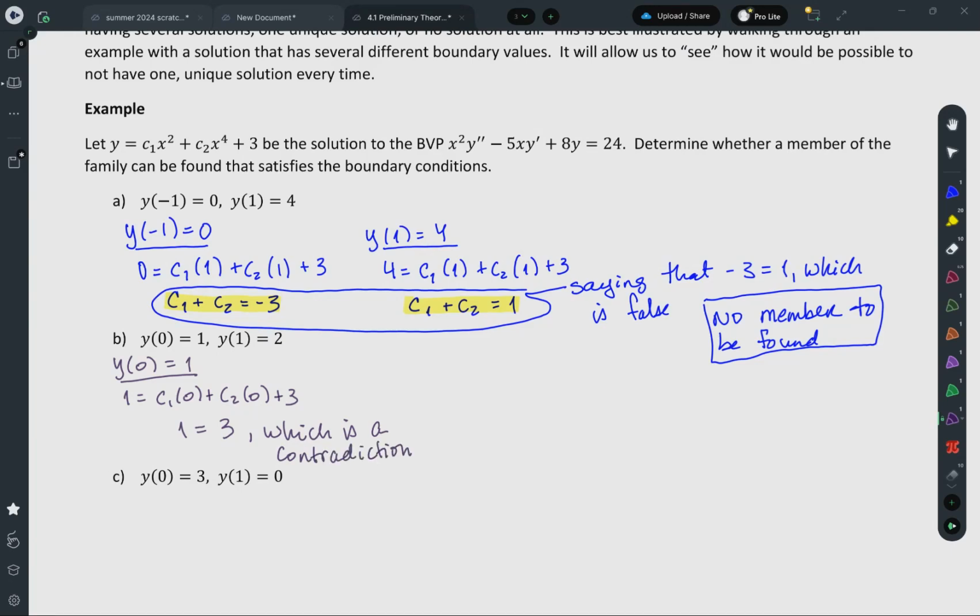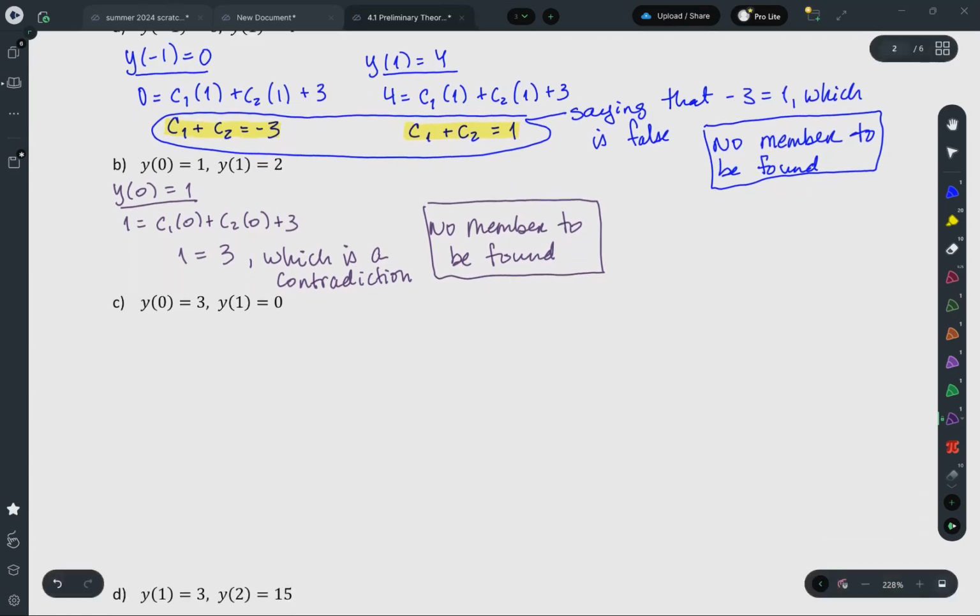I don't even care what y of 1 equals 2 gives me, because if one of the boundary values gives me nonsense, then it doesn't matter what the other boundary value is at all. I already have that there is no member to be found. In other words, there's no solution that could possibly satisfy those two conditions for both A and B. Let's look at part C and see what happens.